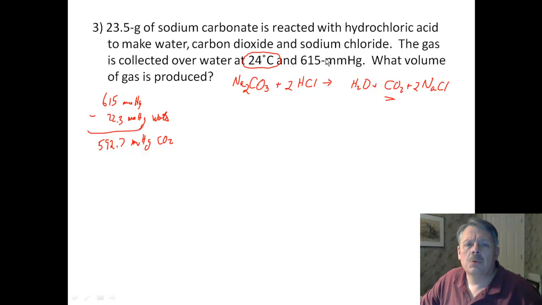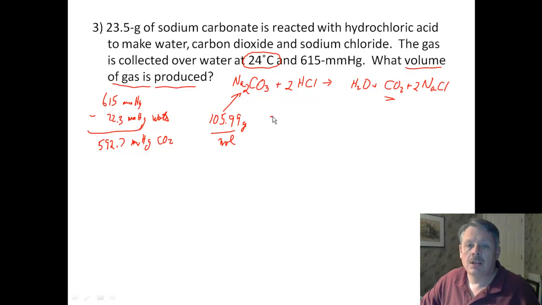And let's see, we want to figure out the volume of gas produced. So to figure out what volume of gas is produced, I need to first figure out how many moles of the gas are produced. So I have to figure out how much sodium carbonate weighs. So I take 2 sodiums, which are 22.99 each, plus 12.011 for carbon, plus 48 for oxygen. So my molar mass of sodium carbonate is going to be 105.99 grams per mole. All right.